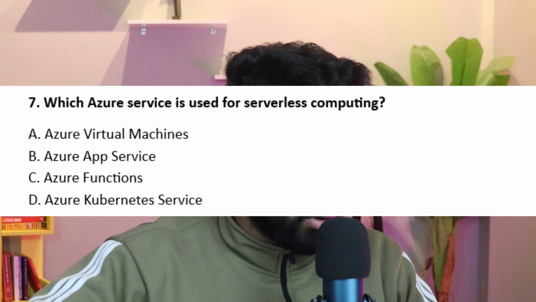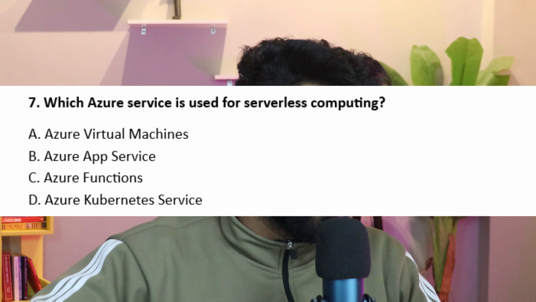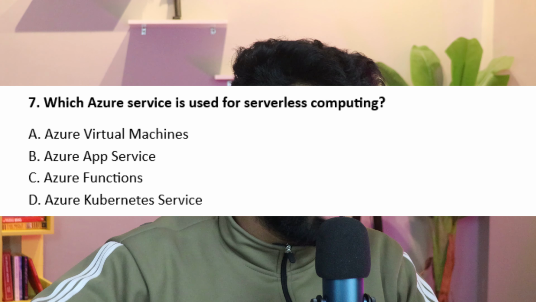Which Azure service is used for serverless computing? We have Azure VM, Azure App Services, Azure Function, Azure Kubernetes Services. We all know the answer. Azure Virtual Machine is a perfect example of infrastructure as a service. You can rule it out. Option number B, Azure App Services, that is not serverless. Option number C, Azure Function, that is the right answer. As AKS is not serverless, so just remove it.